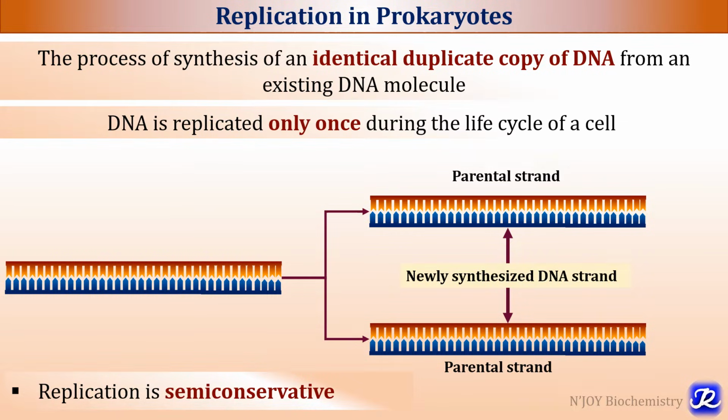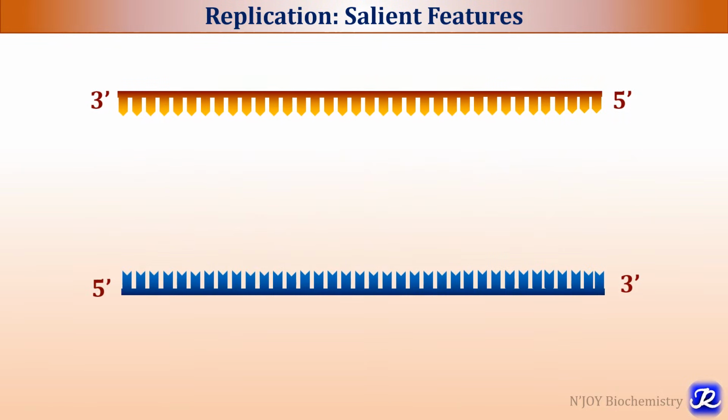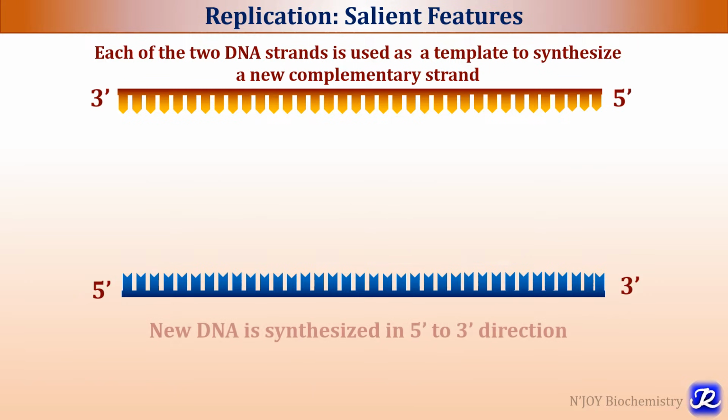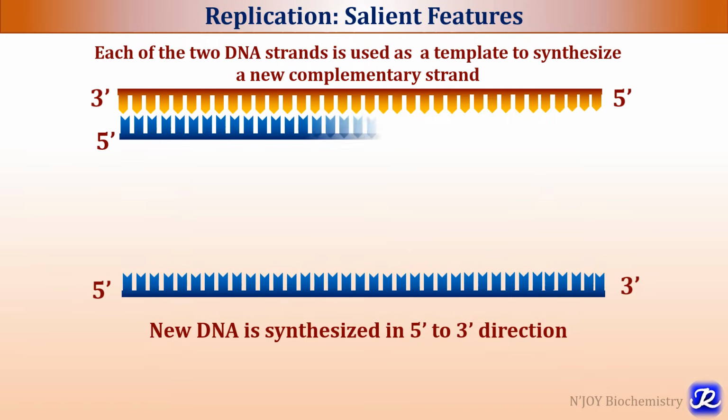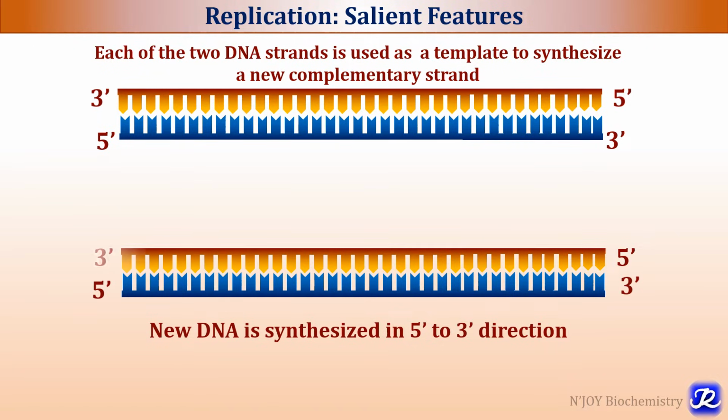This semi-conservative replication was proposed by Watson and Crick after they proposed the double helix model of DNA structure. Now let's see some salient features of replication. Each of the two DNA strands is used as a template to synthesize a new complementary strand to it. And new DNA is synthesized in 5' to 3' direction, and for this the template strand is read from 3' to 5' end. So the synthesis of DNA occurs from 5' to 3' direction on both the template strands.